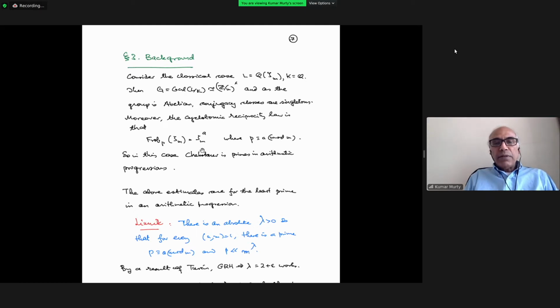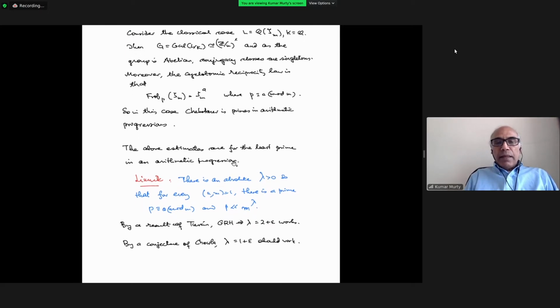Okay? So therefore, asking how often Frobenius P is a given element of the group G is the same thing as asking about primes in arithmetic progressions. So this whole problem of Chebotarev is a generalization of the problem of primes in arithmetic progression. So now the kind of estimates that we were talking about, the prime of least norm where Frobenius is a given conjugacy class, is like Linnik's problem of estimating the least prime in an arithmetic progression.